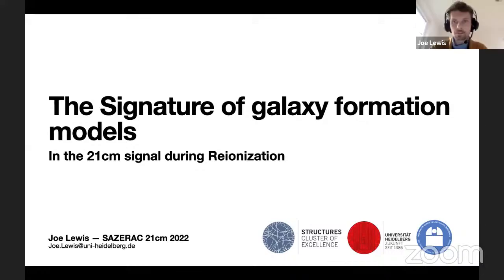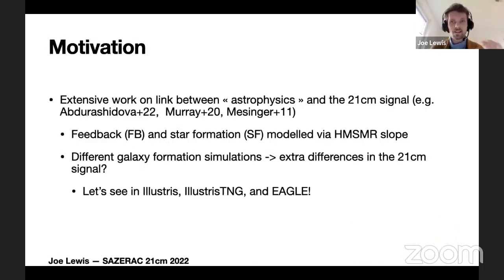I'm Joe Lewis, a postdoc out of Heidelberg. And today I have a lofty talk title for you, which is the signature of galaxy formation models as viewed by the 21 centimeter signal during reionization. So at this stage, I've taken the liberty of forgoing the classical introduction slide with the reionization timeline, and I've gone straight into motivations.